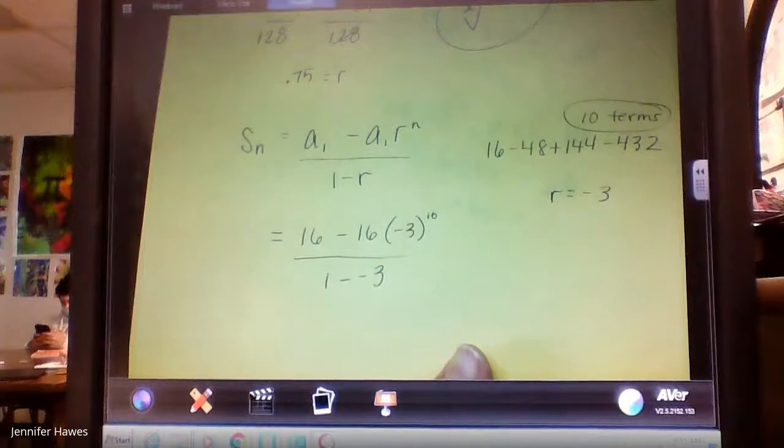I would probably type in that first line, and then I wouldn't hit divide by 1 minus a negative 3. I would just say divided by 4.